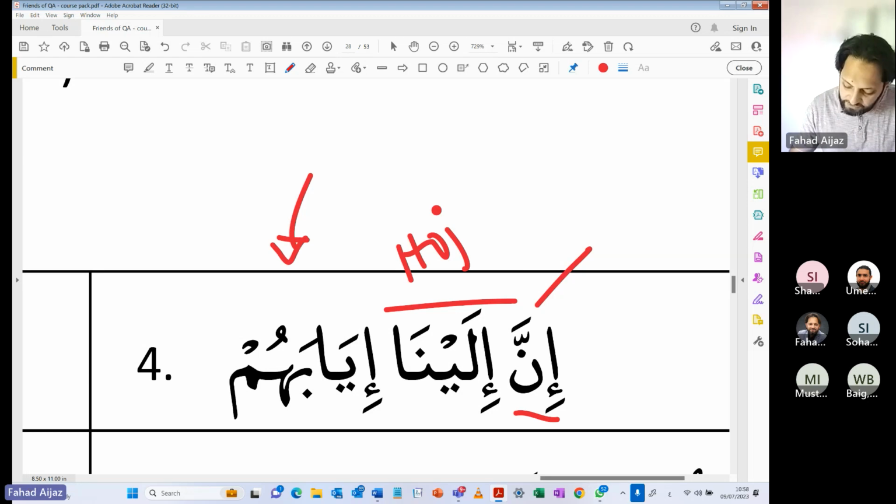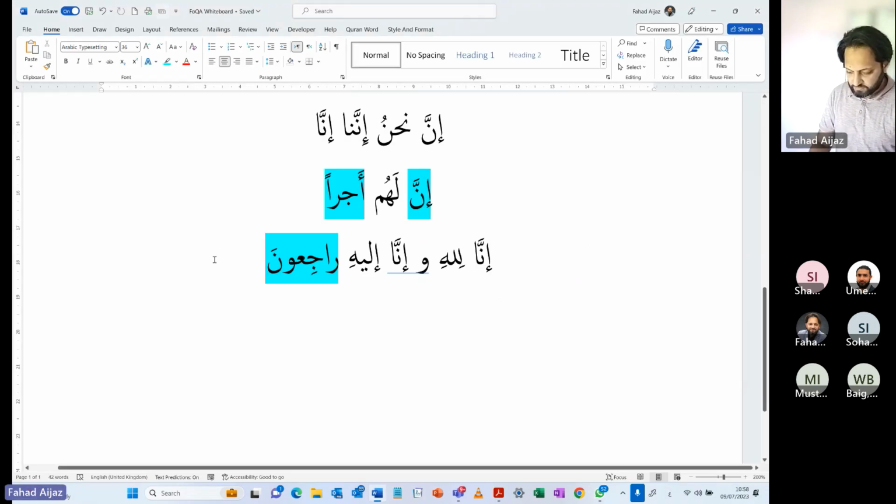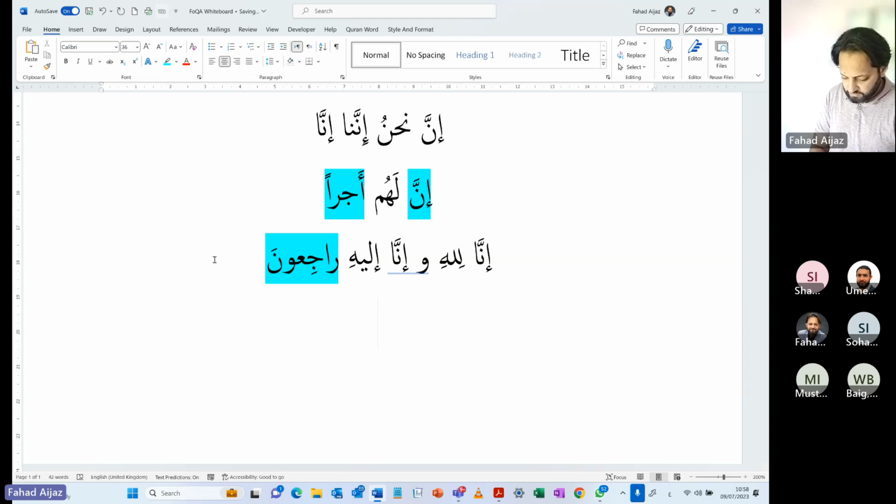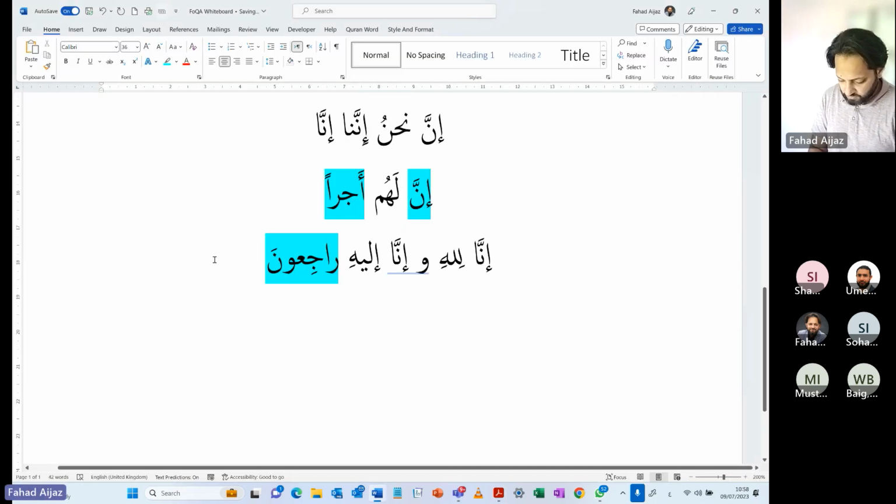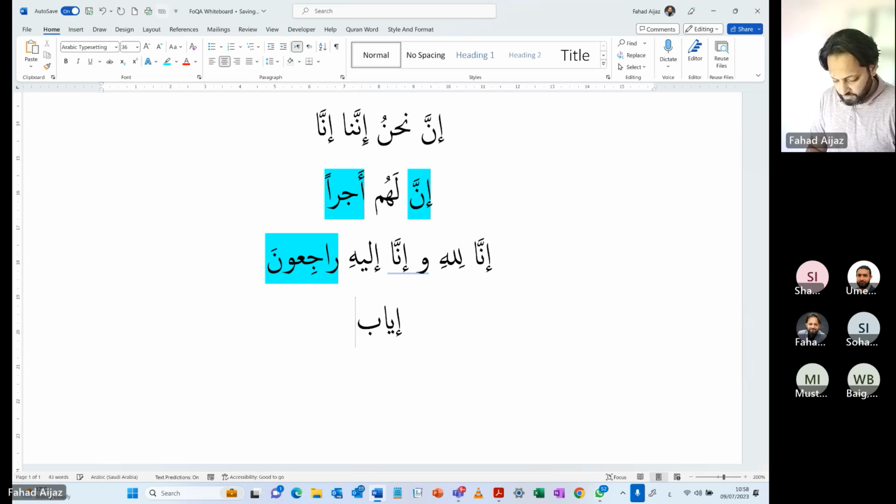Now, if you say it's iyaba, this is iyabahum. That's how it is. Now, what is hum? Attached pronoun. So it was iyaba, and we attached the hum to it. Now leave hum on a side for now.